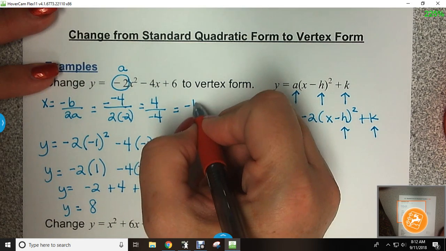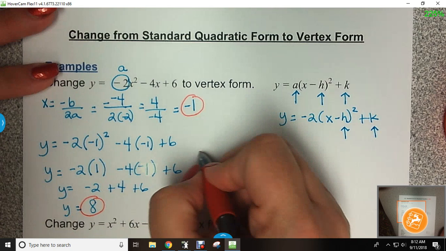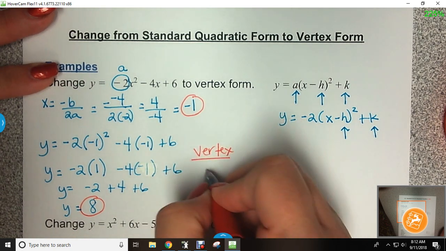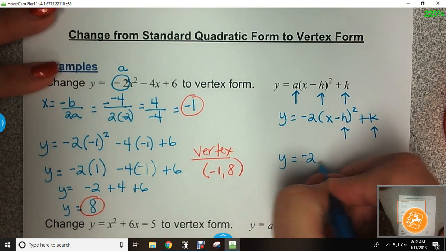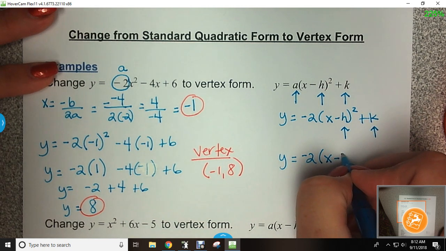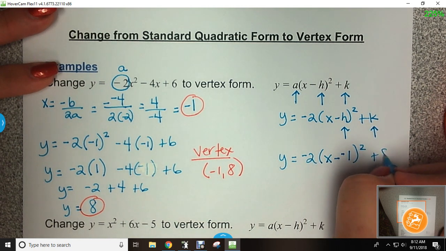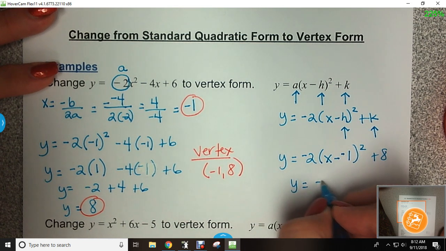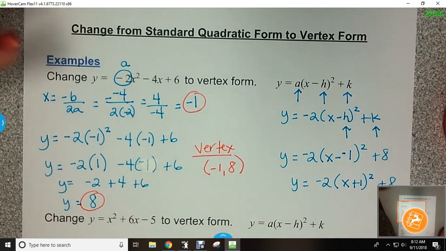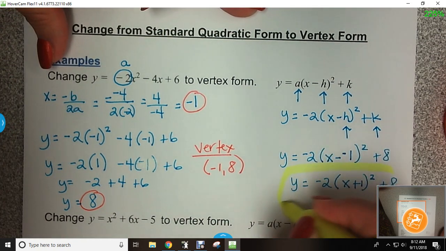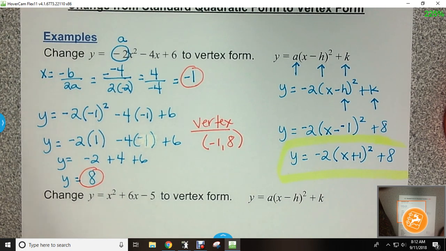So now, remember, this is the x part of the vertex, this is the y part of the vertex. So my vertex is negative 1, 8. So let's just plug it in here. So I've got y equals negative 2, and then (x minus negative 1) squared plus 8. Well, that will simplify in that parenthesis to be (x plus 1) squared plus 8. And this is your vertex form. Right? So that was the first example.